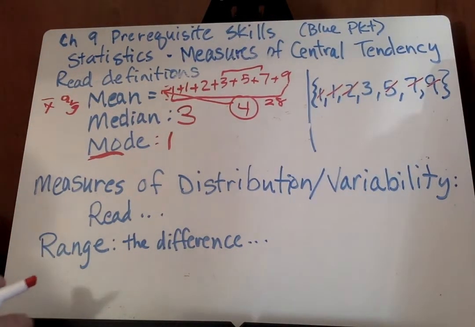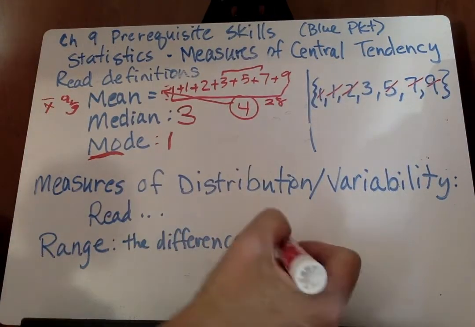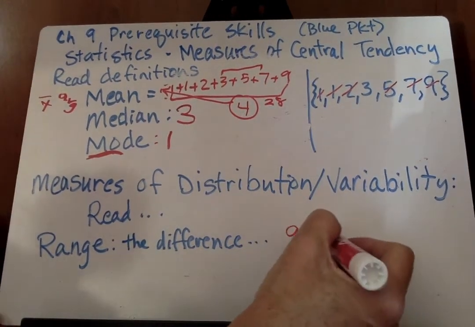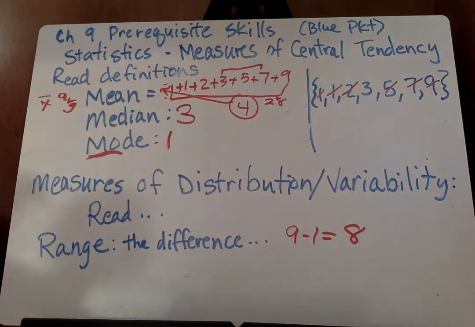Okay. So back on your definition, it says, and I wanted you to write this right below adult male heights, okay? So we want to find the range. The range is the difference between the least and the greatest value. 9 is the greatest, 1 is the least. So we go 9 minus 1. So your range in this situation is 8, okay? And you can read the measures of distribution and variability on your own.